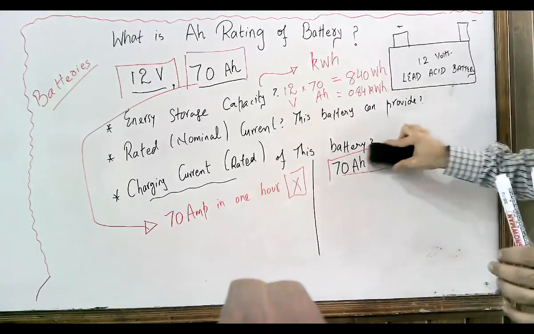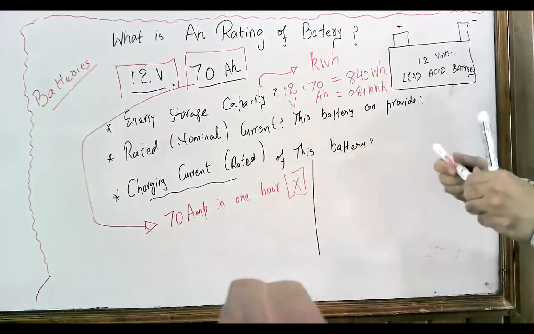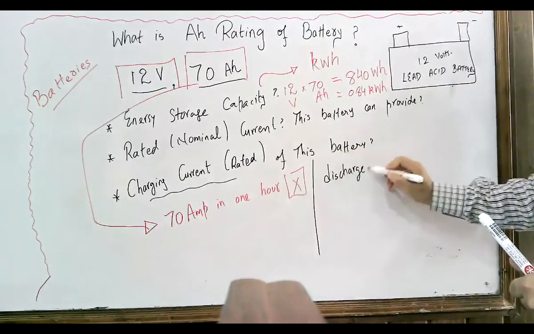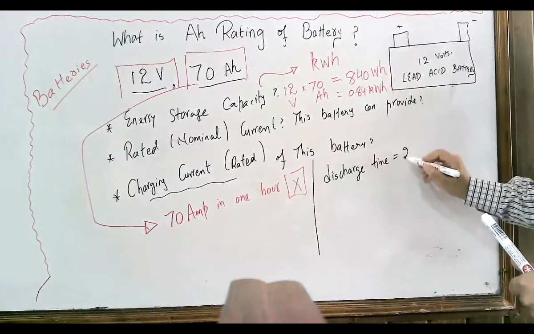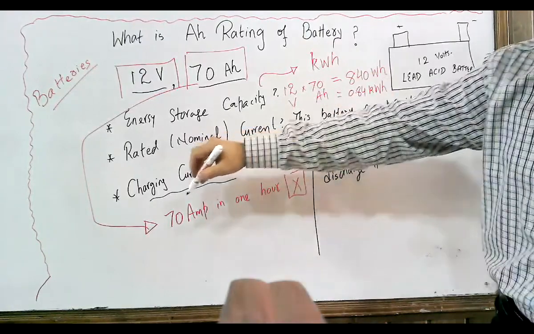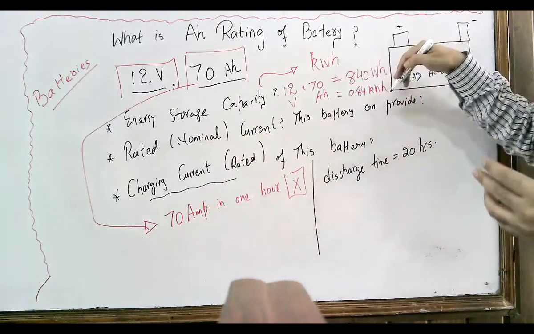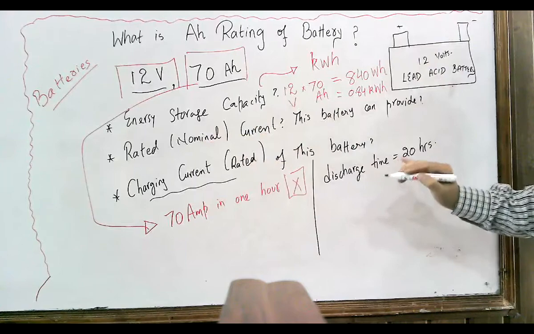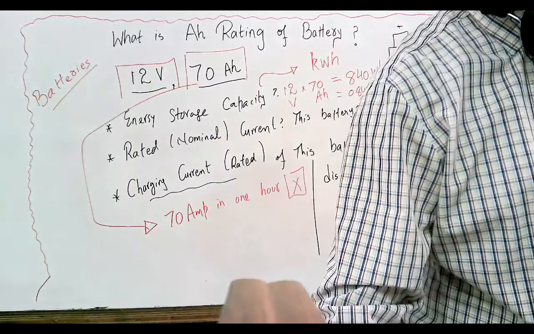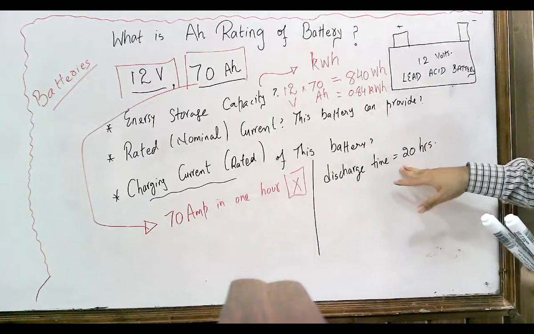You must know this, that you always have to take the discharge time of 20 hours. This is a thumb rule. In order to calculate the rated current, this battery can provide the amount of current that will be normal for this battery. So, how much current can this battery provide? Keeping it as 20 ampere hours.